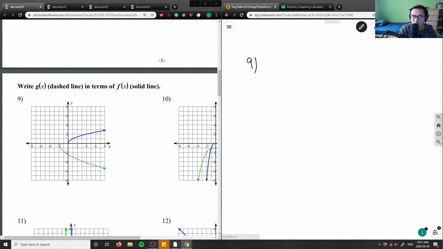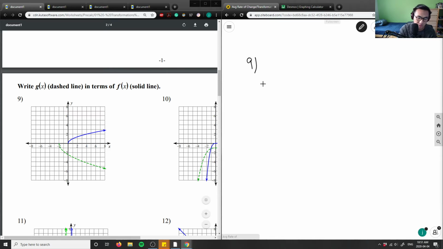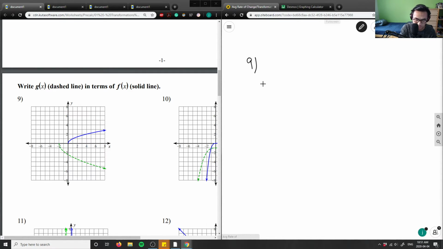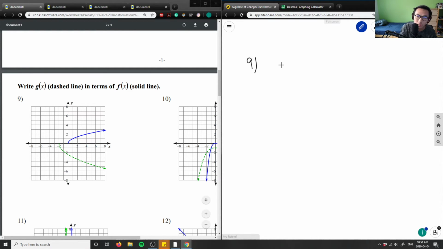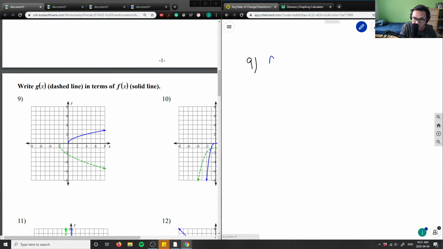So let me just show you number 9 here. My parent function in this case is this blue line. So I'm going to do it in blue actually because it's in blue. And this here looks an awful lot like a square root function, right? So this is f of x equals square root of x, right? And then what do I need to do to write the transformed function in this case? Is this a negative? This is root x, so it's fine. What do I need to do?